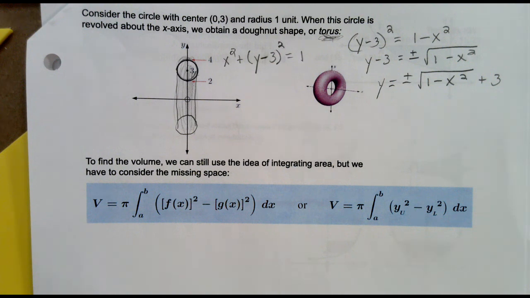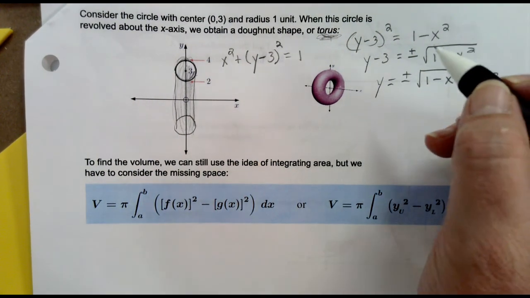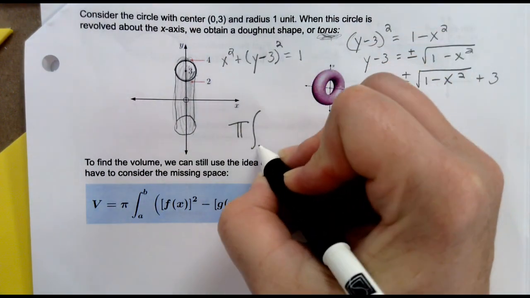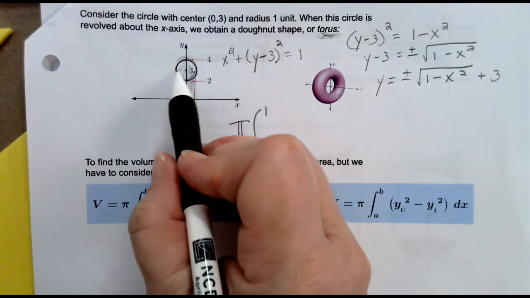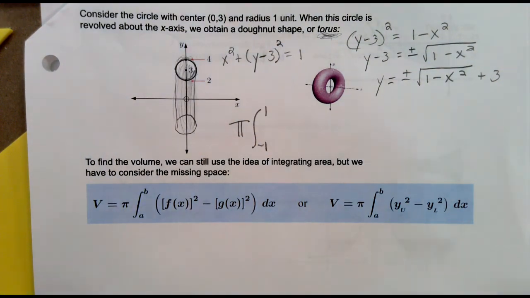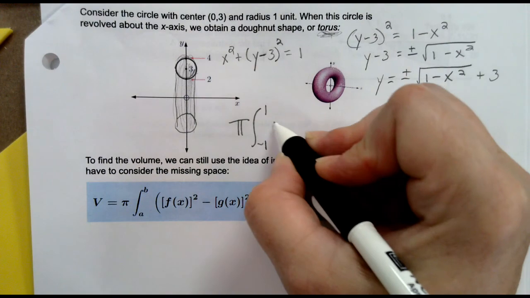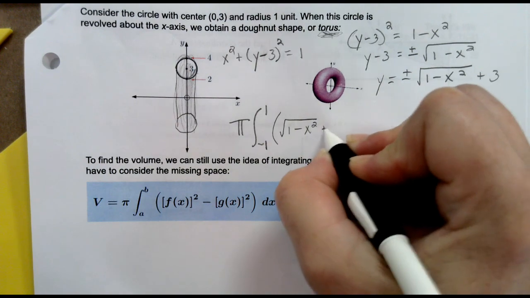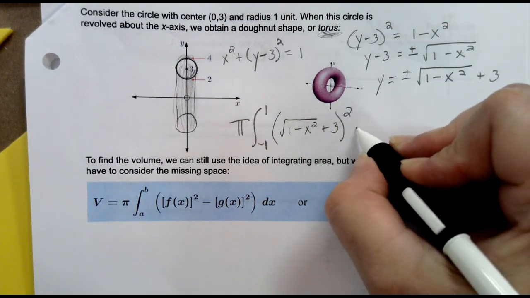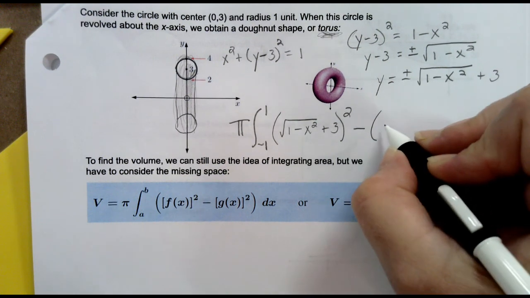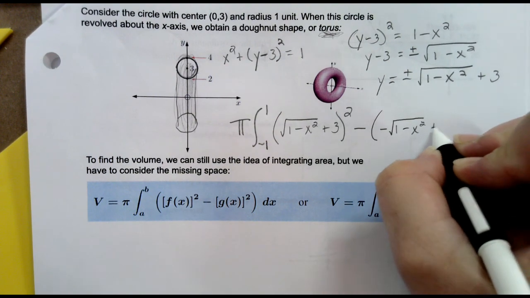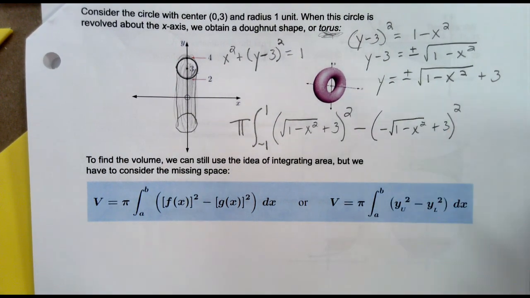So what we would do, I am not going to solve this. I'm just going to set it up. We would do pi times the integral from negative 1 to 1, because that's how far it goes to the left and right, of the square root of 1 minus x squared plus 3, squared, minus negative square root of 1 minus x squared plus 3, squared, dx.